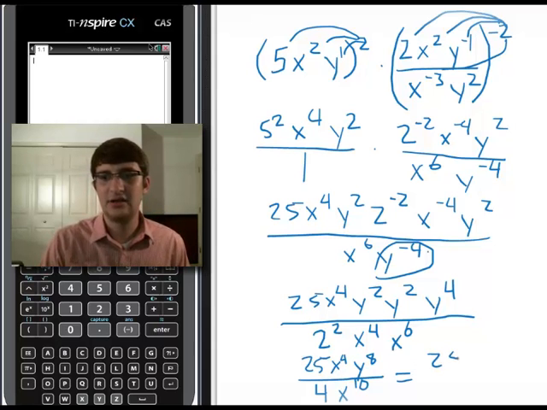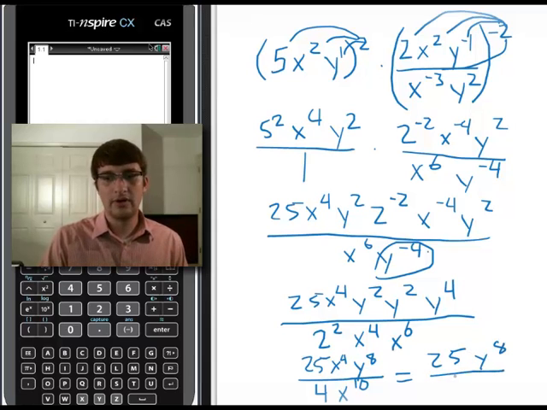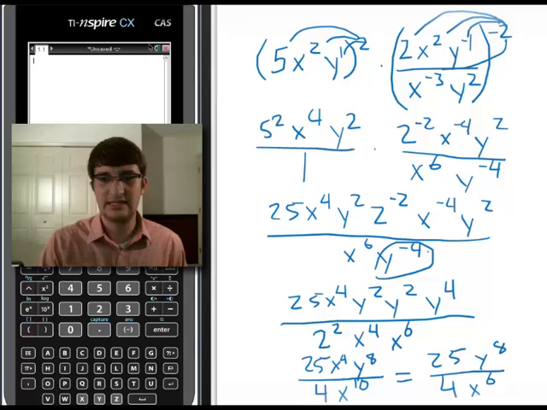So the final answer should be 25 y to the 8th over 4 x to the 6th, because again 4 of those x's canceled from the previous step, and that is our final solution.